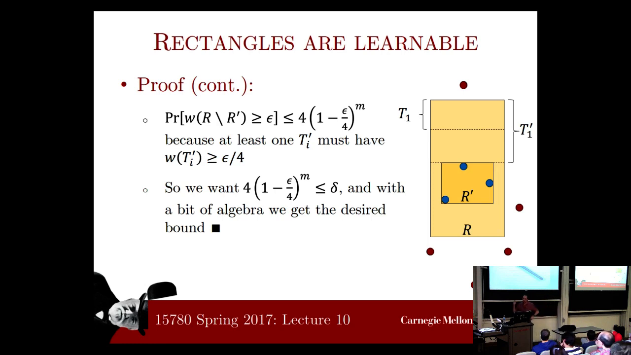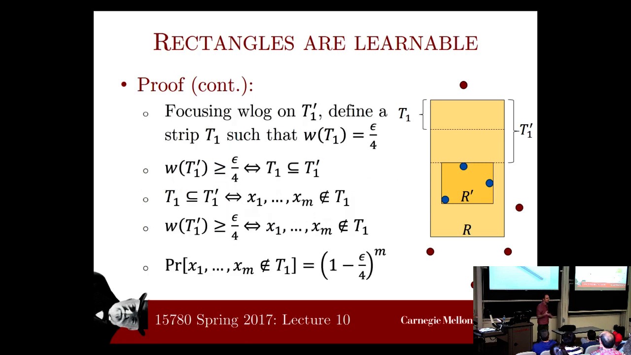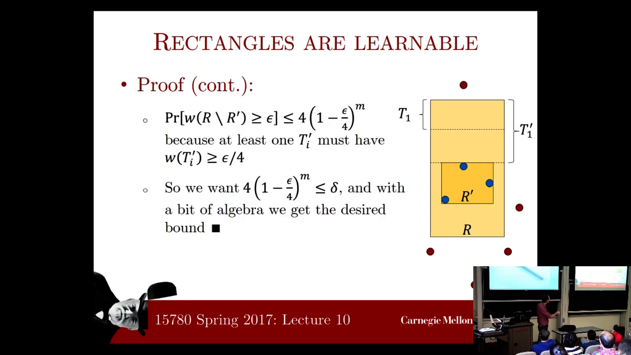Going back to the beginning of the proof, we said the probability that our error is at most epsilon, we just need to worry about the region R minus R prime. And then we said this will definitely happen if each one of these strips, Ti prime, has weight less than epsilon over 4. Each one of these bad events happens with this probability. Then by the union bound, any of these 4 bad events would happen with probability at most 4 times (1 minus epsilon over 4) to the power of m. So that's an upper bound on the probability of any of these 4 bad events happening.